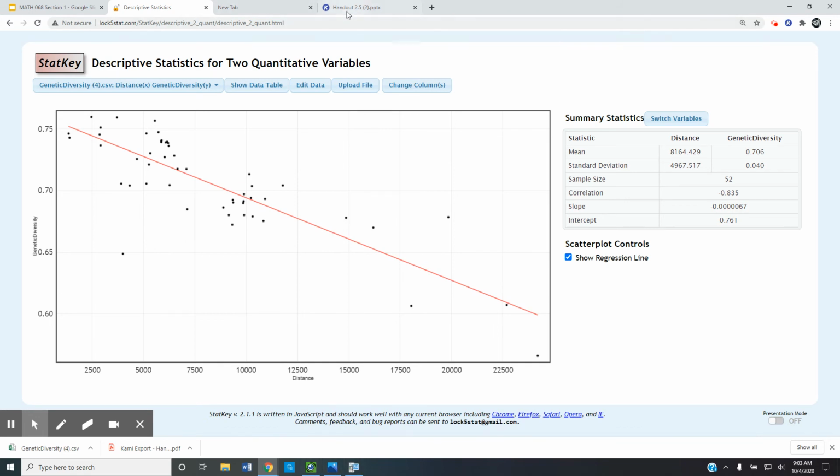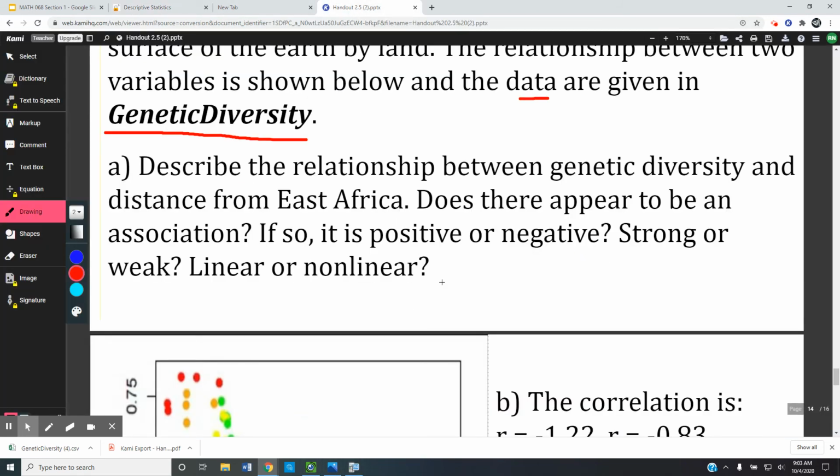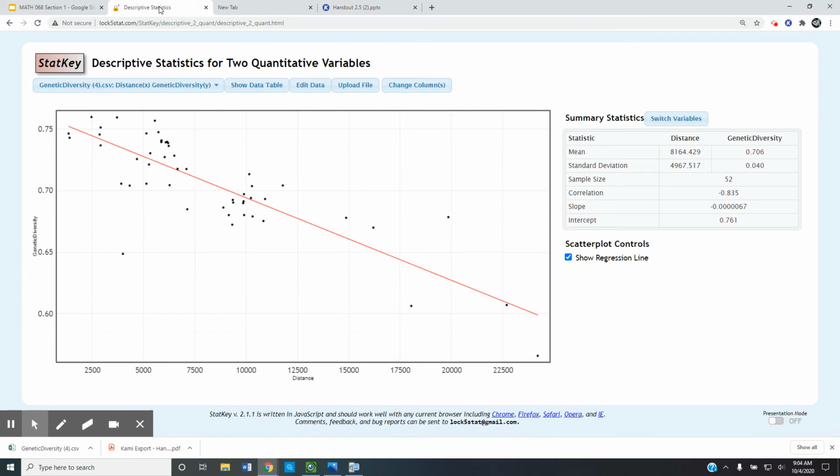Going to jump back over to the questions here. So the questions were, describe the relationship between genetic diversity and the distance from East Africa. Okay, so my description would be, as the distance increases from East Africa, one's genetic diversity lowers, or the trend is to be lower.